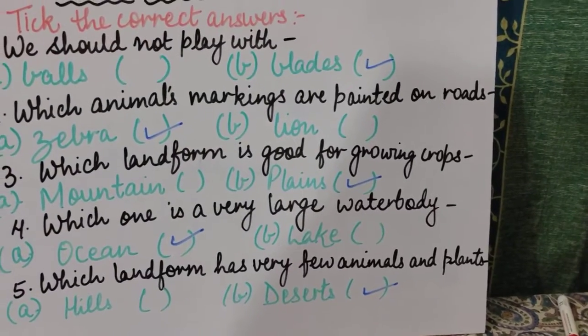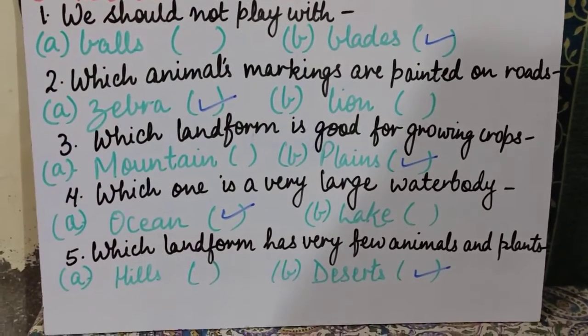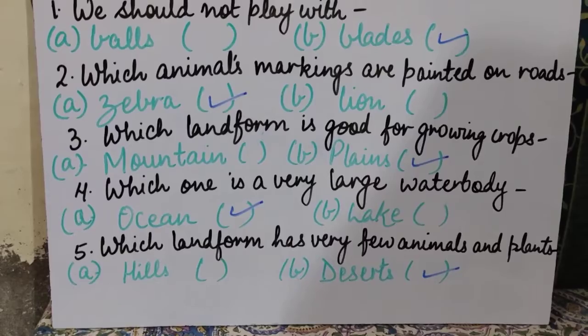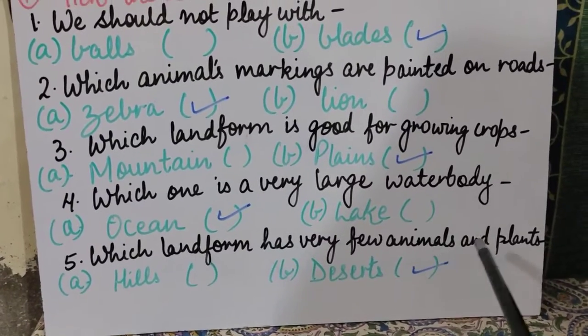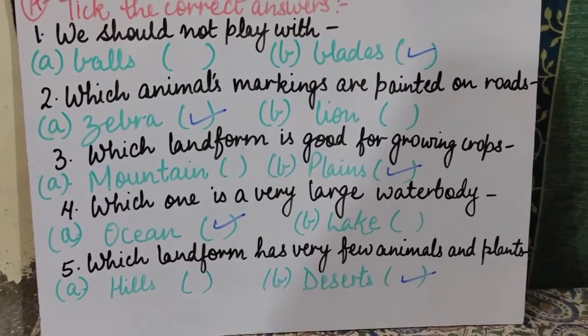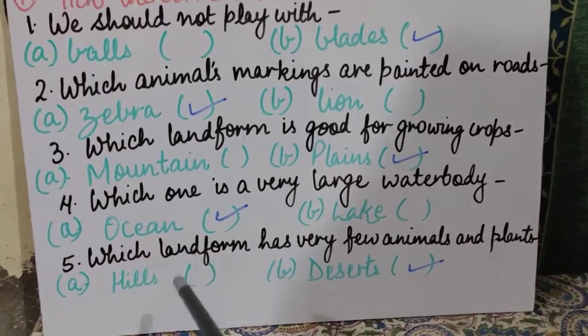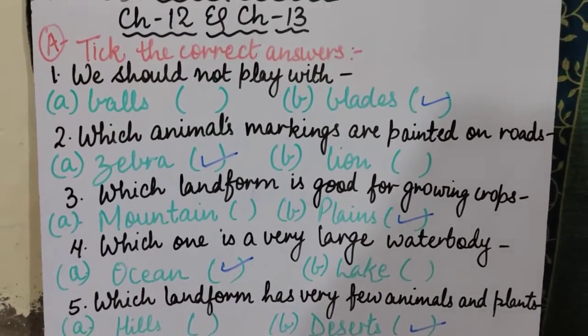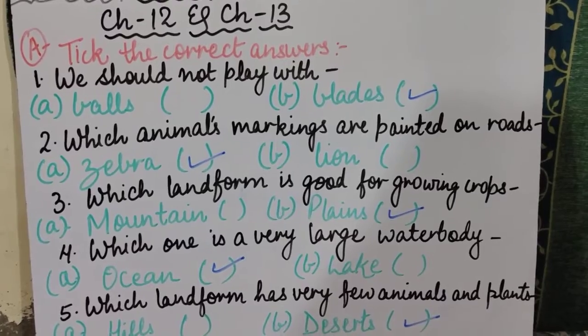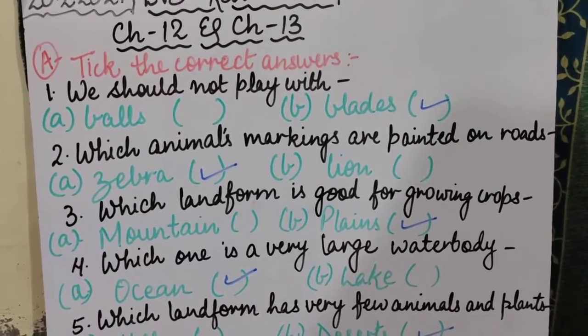Because animals and plants mainly require a lot of water, only those animals and plants can survive there which require very little water. Now I hope these 5 questions are very clear to you all. Once again, children, I am repeating, listen to it carefully.